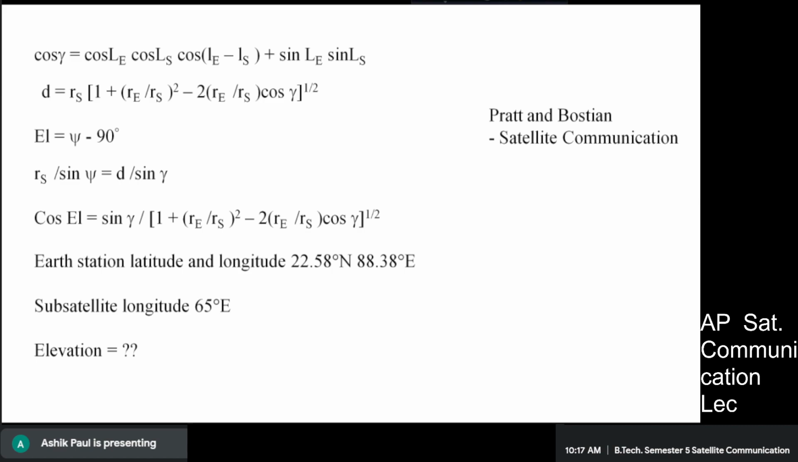So won't we need the value of RS for doing the calculation for this? See, this is a geostationary satellite, so you just have the orbital altitude and the radius of Earth. You can put the radius of Earth as 6,400 kilometers.